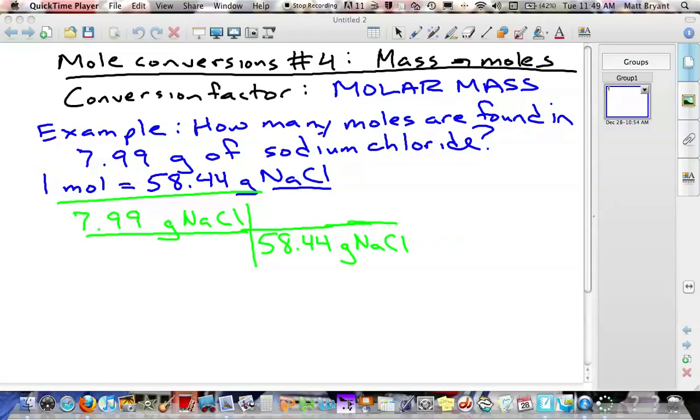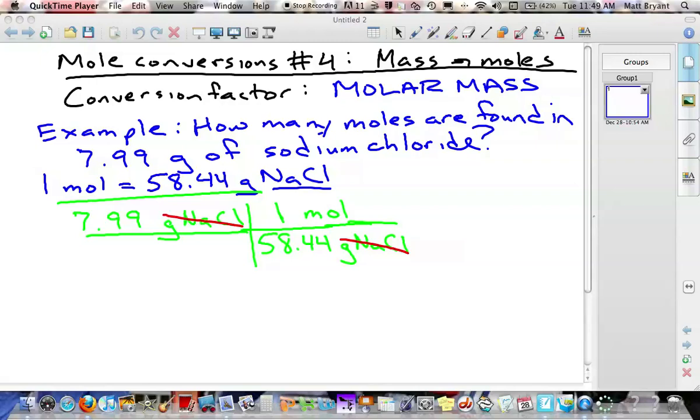So, what goes on top? The other part of the conversion factor. And in this case, we know that the problem asks us for the number of moles. So if we include moles, we should be good to go. So we're going to cancel out our units just to make sure everything's okay. And now that we have the units that we want, it really is just a matter of crunching the numbers.